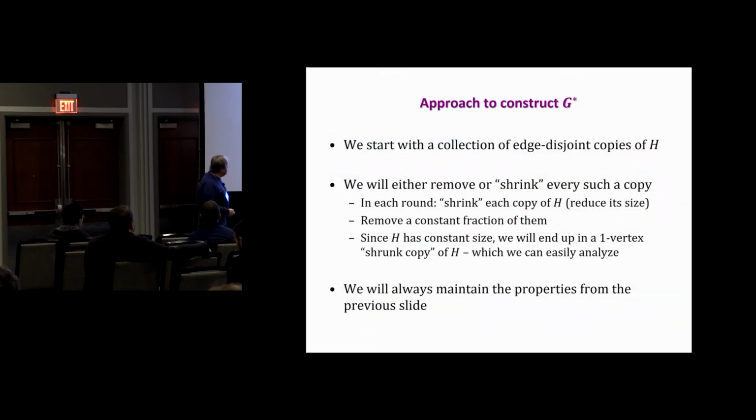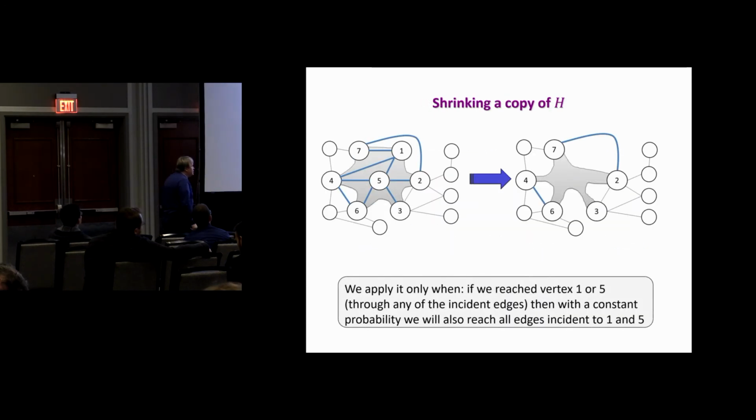And now, how to generate this graph G star. This is quite complex, so I will just give you a very brief overview. We'll start with a collection of edge-disjoint copies of H. This is what we have at the beginning. And then we'll try to shrink them. We'll be shrinking them in the following way, using the following construction.